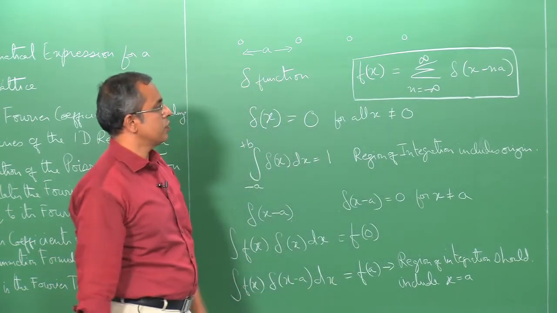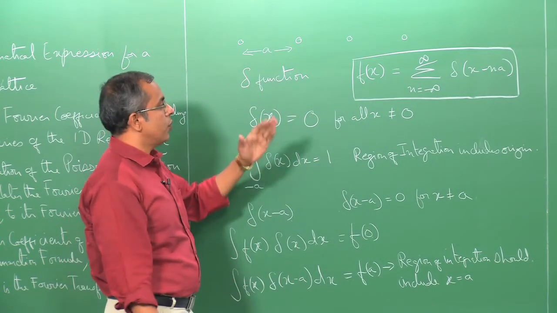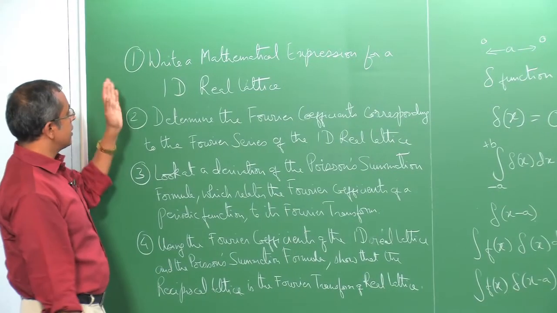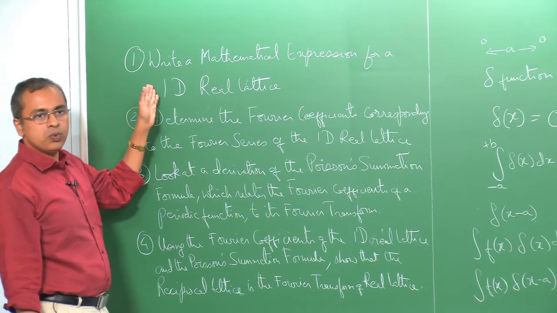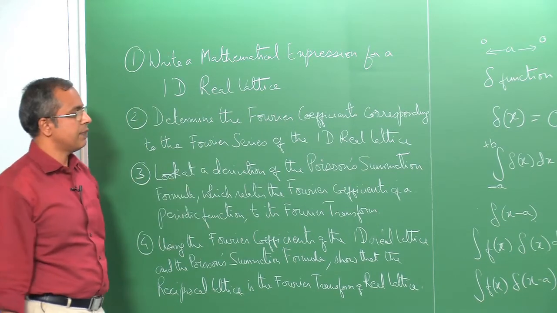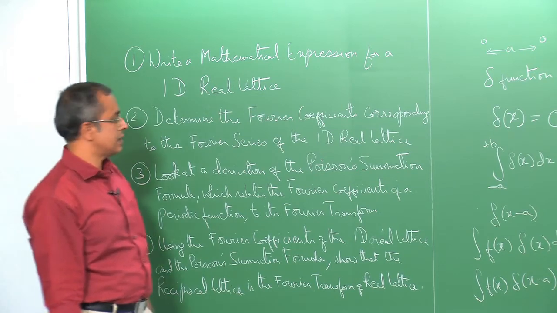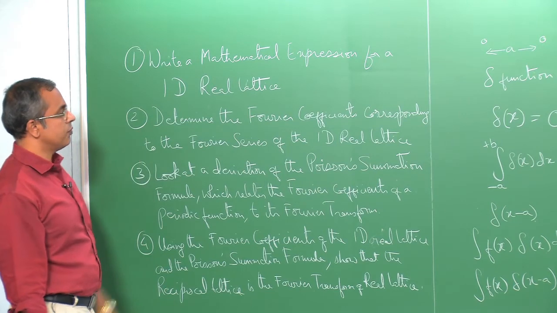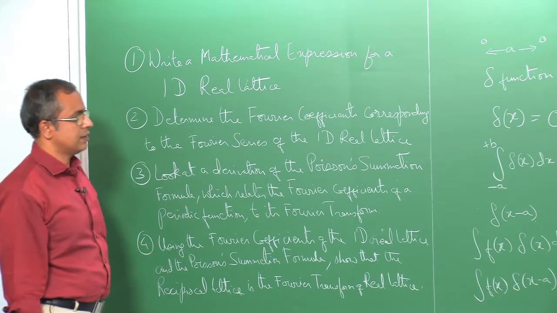Okay. So, we now have a mathematical expression for the 1D lattice. If you come back here, the first step that we said we will do is to come up with a mathematical expression for a 1D real lattice. So, we have now gotten a mathematical expression for a 1D real lattice. The next step we are going to do is to determine the Fourier coefficients corresponding to the Fourier series of this 1D lattice. Okay.